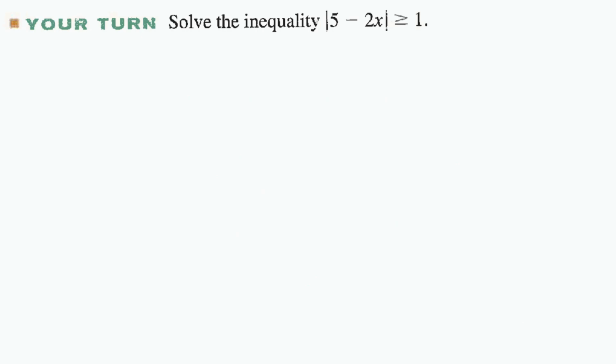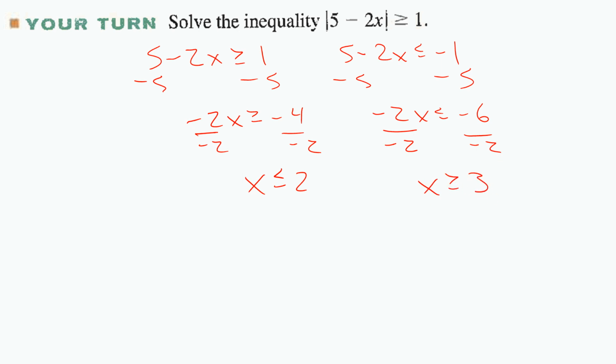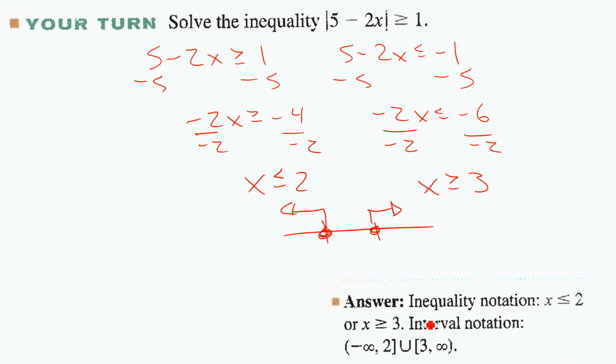All right, your turn. 5 minus 2x is greater than or equal to 1, or 5 minus 2x is less than or equal to negative 1. Subtract 5 everywhere. Negative 2x is greater than or equal to negative 4. Negative 2x is less than or equal to negative 6. x is less than or equal to 2. x is greater than or equal to 3. So we're going to be outside of 2 and 3. So we will be negative infinity to 2, union 3 to infinity.